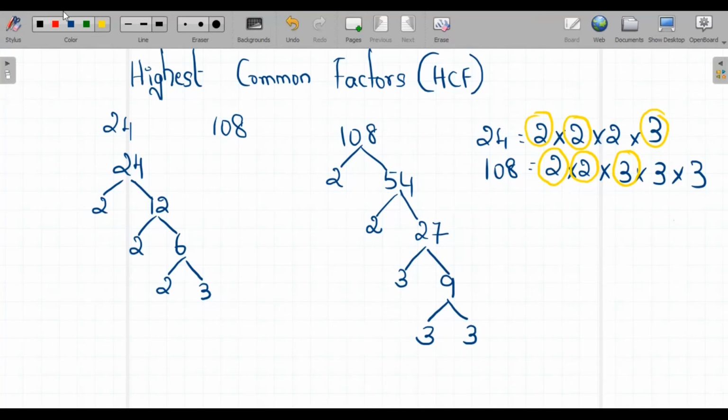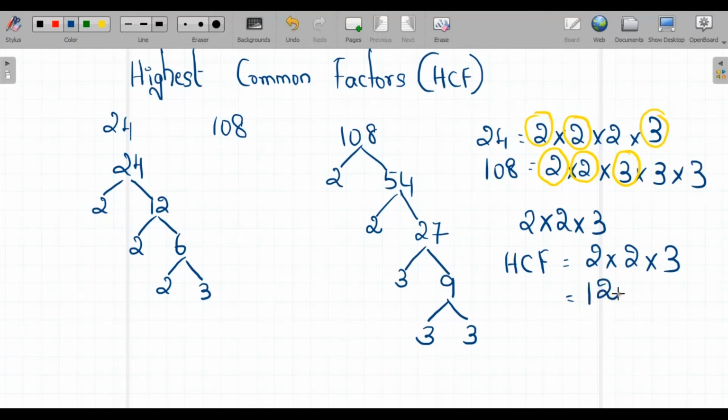So, what have I got? Let us go back to the original color. So, if you see between 24 and 108, I have 2 2s and 1 3 that are common to both. So, the HCF of 24 and 108 is nothing but 2 into 2 into 3, which is 2 2s are 4, 4 3s are 12. Okay, so this method is relatively easier to find out the factors and then check the highest common factor between these two numbers.